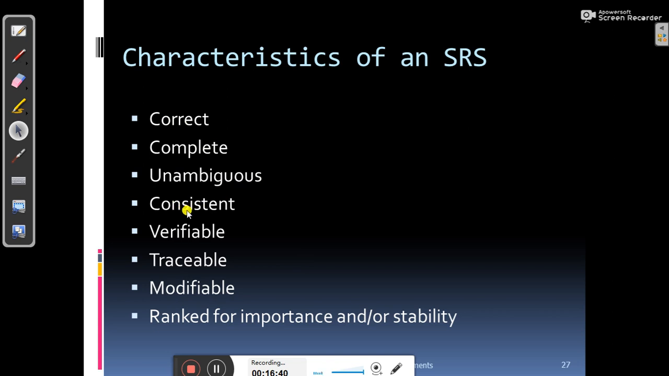It should be consistent throughout the document. It should be verifiable. Obviously validation should be there, otherwise it will lead to error. Traceable, it needs to be traceable. Modifiable, and there is a scope to modify the documents. And ranked for importance and stability, there should be a ranking of the documents or the specification as per the importance or as per the stability.